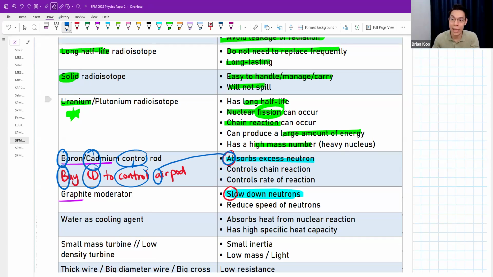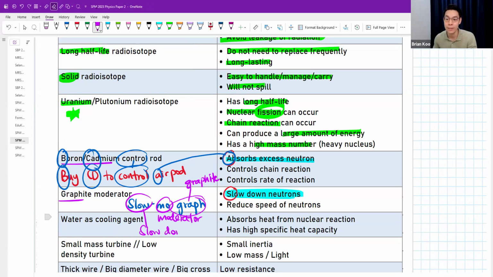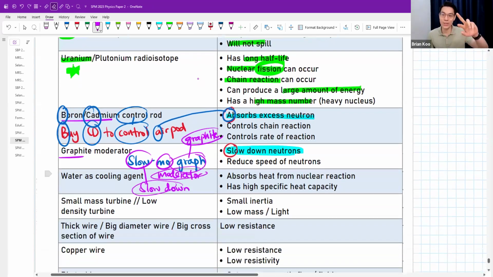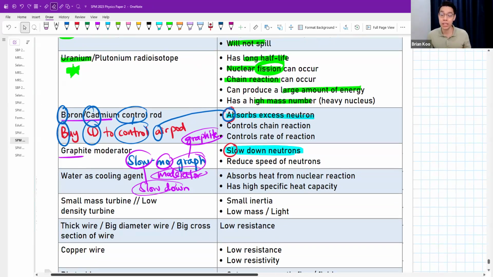And then for graphite, I like to tell them, you can think slow mo graph. Again, I know it doesn't make sense, but really I've tested it many years and students always remember very well. Graphite, this one I have to read backwards. Graphite, moderator, the job is to slow down neutrons. One is to absorb neutrons, one is to slow it down. Graphite, moderator, to slow down neutrons. Yeah, so these two, make sure you know, they're quite popular also in structure questions.